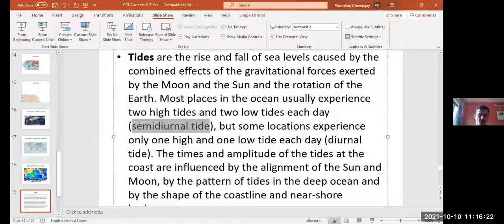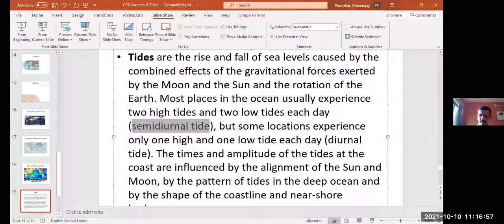More than 70% of the world's places are experiencing semi-diurnal type of tides. But of course, there are few locations in the world where you have only one high tide and one low tide. But those examples are not in the scope of our GS exam, and it won't be of use either, because these diurnal areas are non-shipping areas, more or less, you can say.